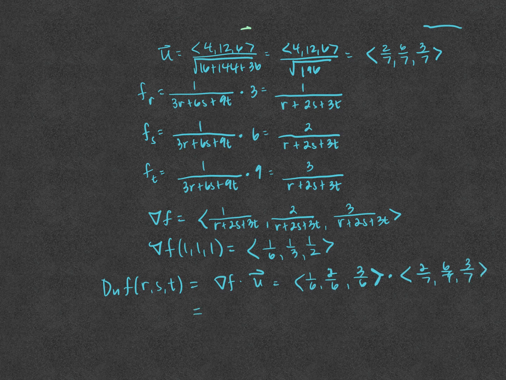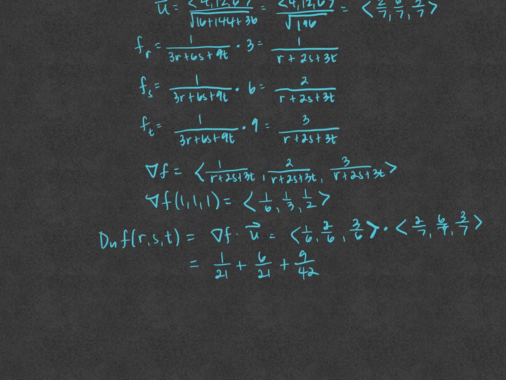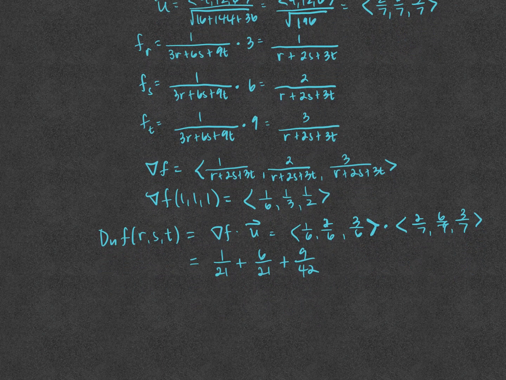So 1 over 6 times 2 over 7 is 2 over 42, which reduces to 1 over 21, plus 12 over 42, which reduces to 6 over 21, plus 9 over 42, which does not reduce. So that makes me sad that I reduced the other ones. That's okay. 2 plus 12 is 14, plus 9 is 23 over 42. So this is our directional derivative of the given function in the direction of the vector v.